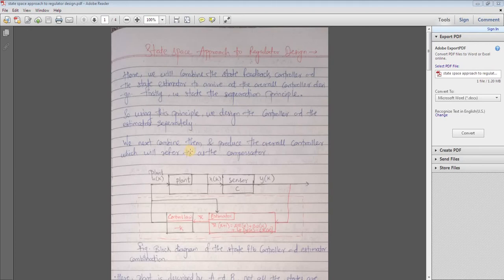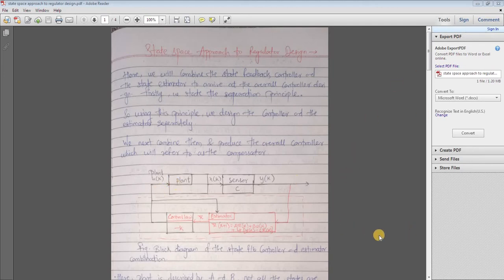Now our controller assumes the existence of the estimator, and the estimator assumes the existence of the controller. The separation principle, which we are going to use here, allows us to design the controller and the estimator separately, obviating the need to design both of them simultaneously. Without this result, state feedback controllers would have become a much more difficult method to design.